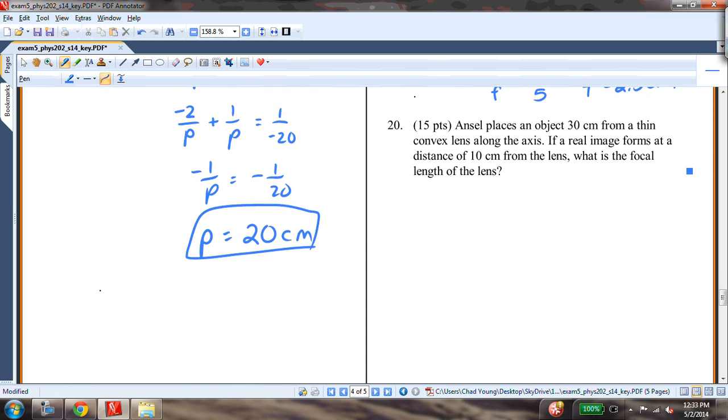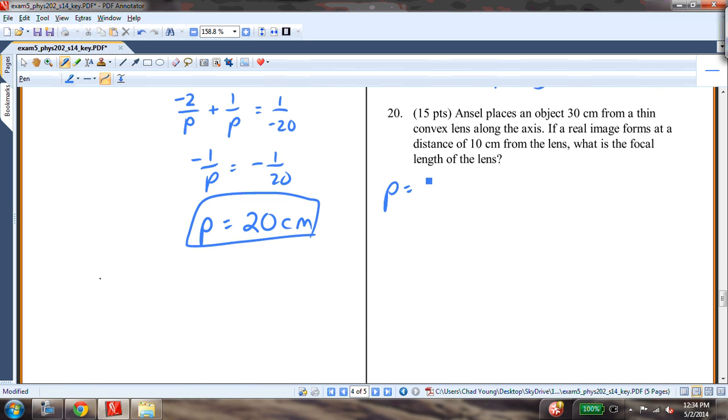And Ansel places an object 30 centimeters from a thin convex lens. The real image forms at a distance of 10 centimeters from the lens. So Q is equal to positive 10 centimeters because it's a real image. What is the focal length of the lens? This one's pretty straightforward. 1 over F equals 1 over P plus 1 over Q.